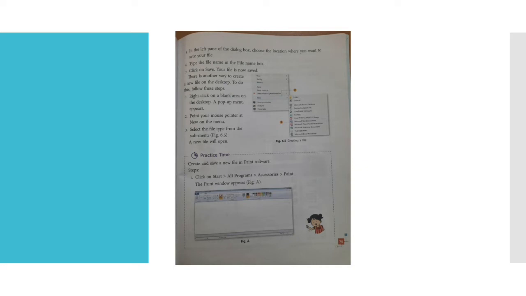Now the practice session: you want to save a file in Paint software. Click Start, All Programs, Accessories, Paint. The Paint window appears. You have to start drawing a picture on the blank drawing area. After drawing a picture, you need to save it. Then to save a picture, click on.